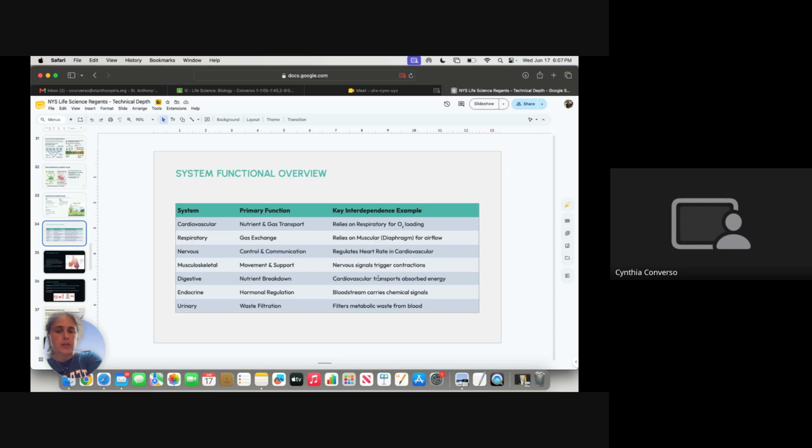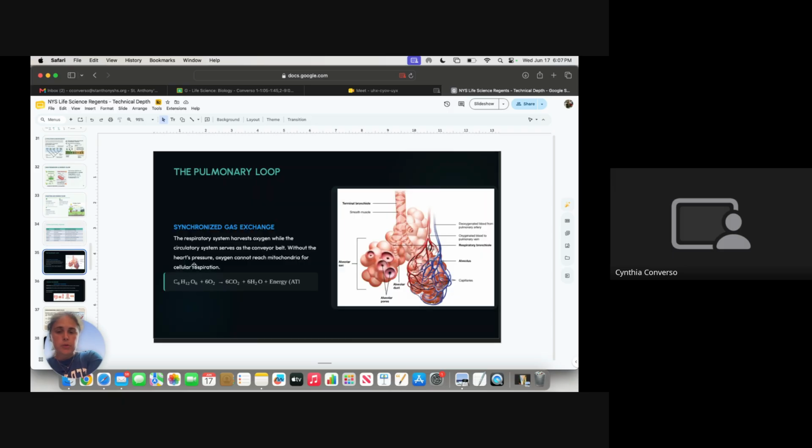But it relies on your bloodstream to carry the hormones to where they need to go. Right, and then the last one that we talked quite a lot about is the excretory system. So here it's being called the urinary system because it regulates your urine, but it's waste filtration and also water balance.